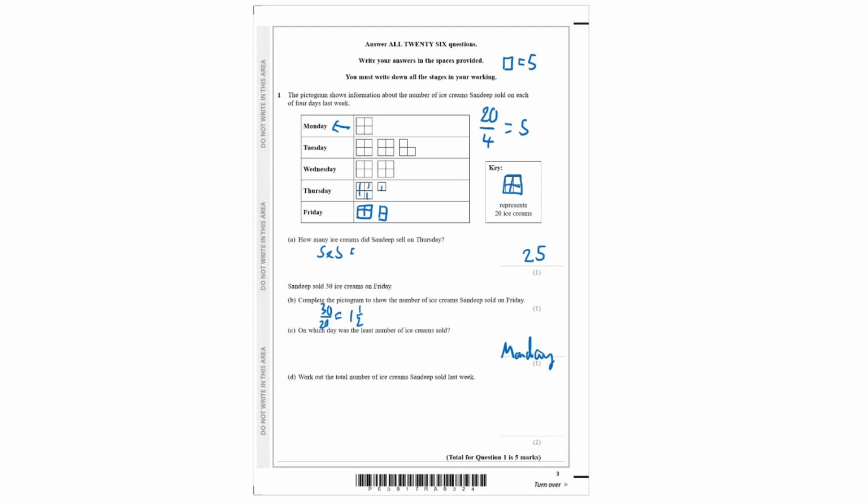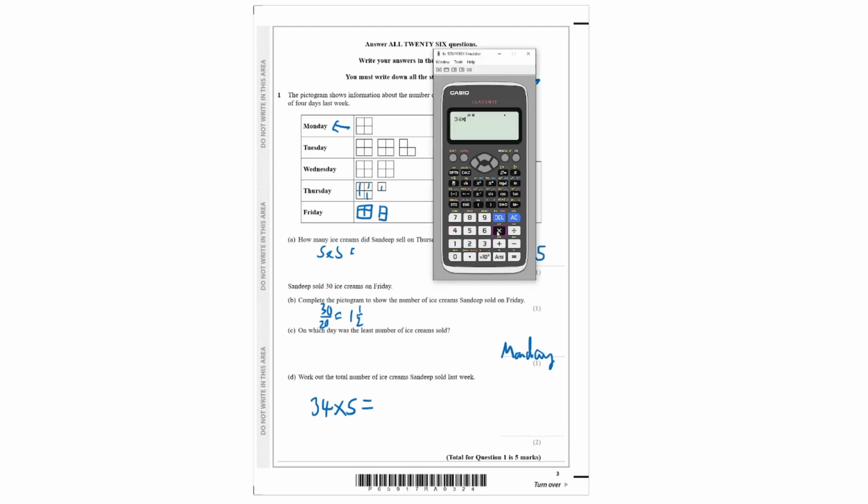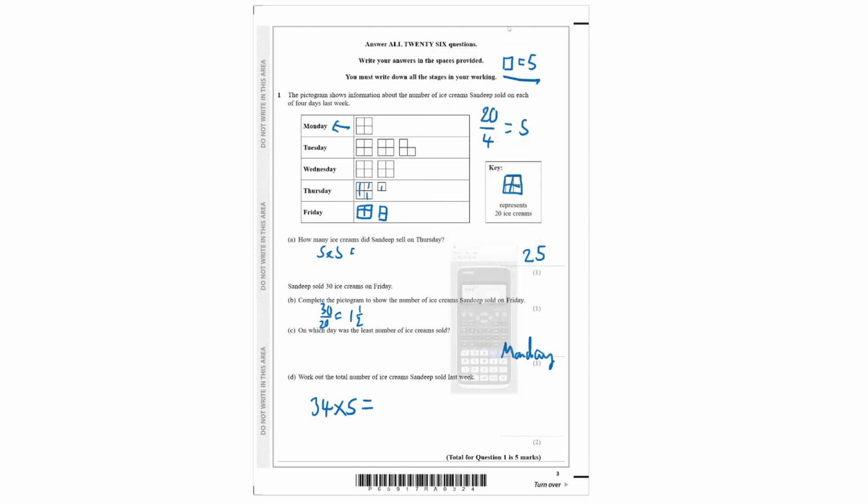So since we found out that one little square is equal to 5, we simply count how many little squares there are. First off, we have 4, 8, 12, 16, 20, 24, 28, 32, and 34. So we have 34 times 5, which gives us 170. 170 ice creams sold.